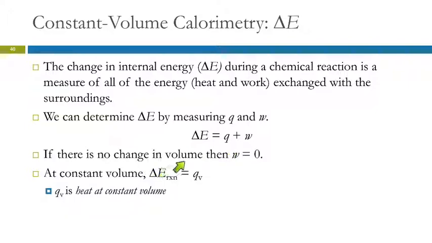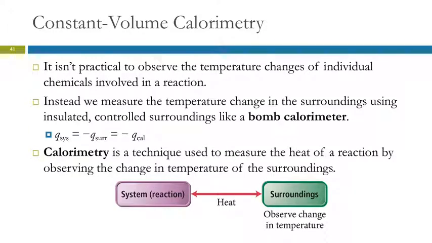Now, if there's no change in volume, W is 0. Right? Because what was W? W equals negative P delta V. Well, if delta V is 0, then W is 0, right? So if there's no change in volume, W is 0, and then this is much simpler. The change in energy is equal to the heat exchanged. And we put a subscript V here to indicate this is heat at constant volume. So when the volume doesn't change, we don't have to worry about the work.